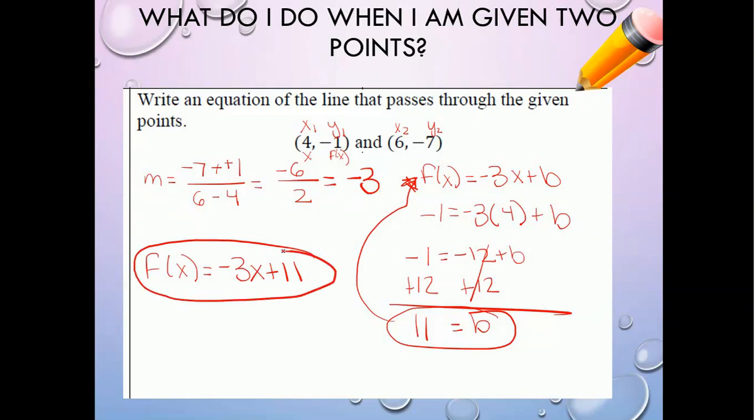And I have found the equation of my line that passes through the points 4, negative 1, and 6, negative 7. Good way to check: you can plug these points in for your x and your f of x, and you should get a true equation, aka both sides should be equal to one another.